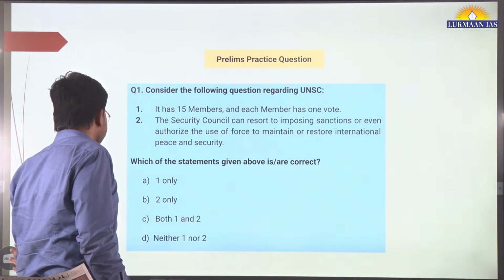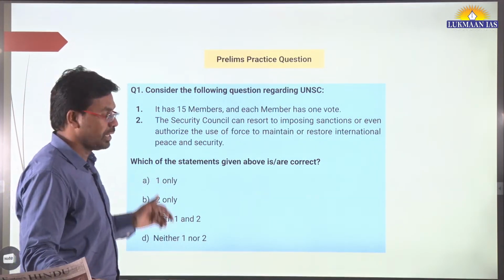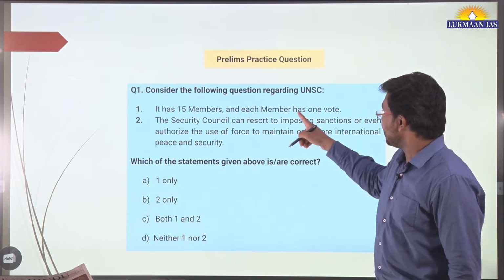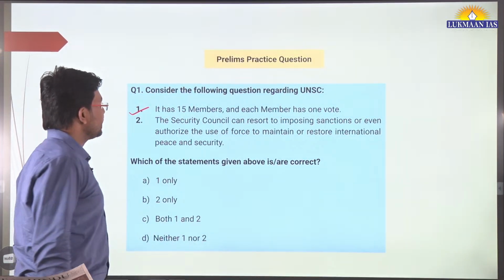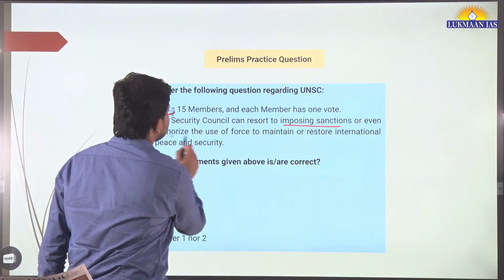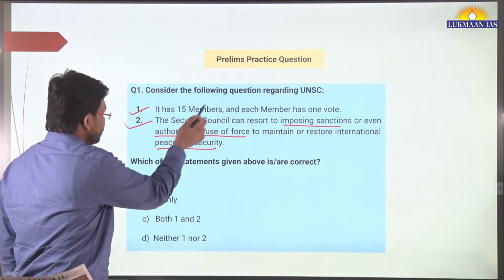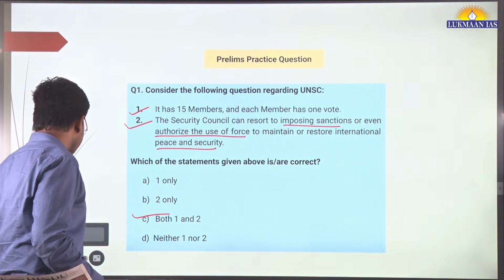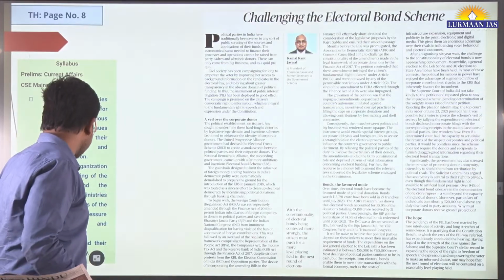Then we have a question on this. It says, consider the following statements regarding United Nations Security Council. They have given two statements. One of the statements says it has 15 members, each member has one vote. This is right. Second, the Security Council can resort to imposing sanctions or even authorize the use of force to maintain or restore international peace and security. This is also right. So both these statements are right. The correct answer would be option C. Very simple question, right? After understanding this, it's a very simple question. So option C is the right answer. You can go through the explanation.